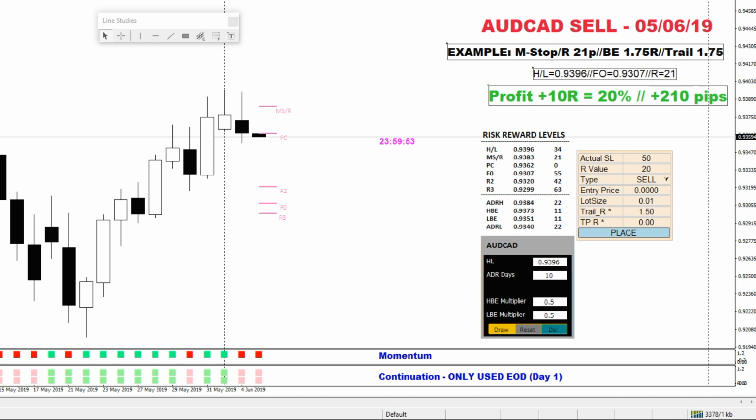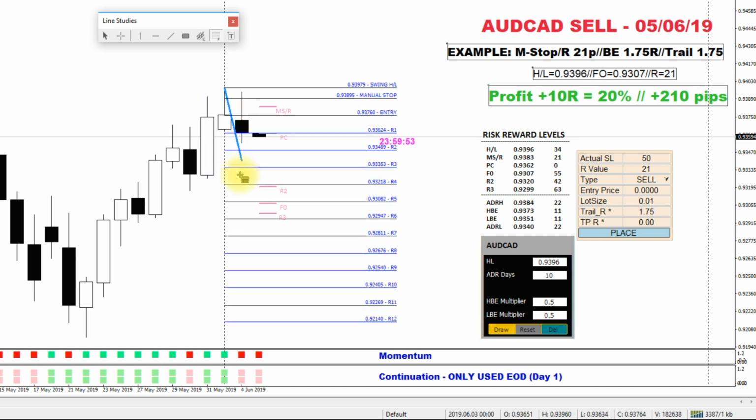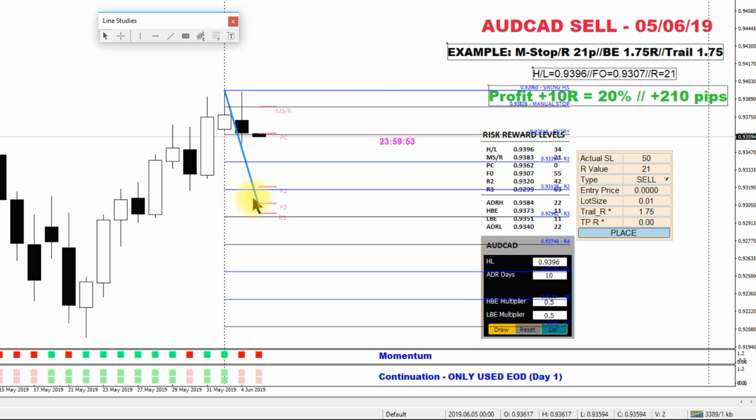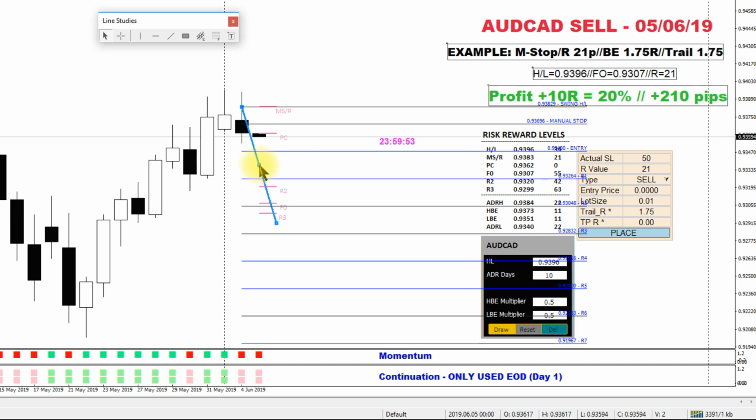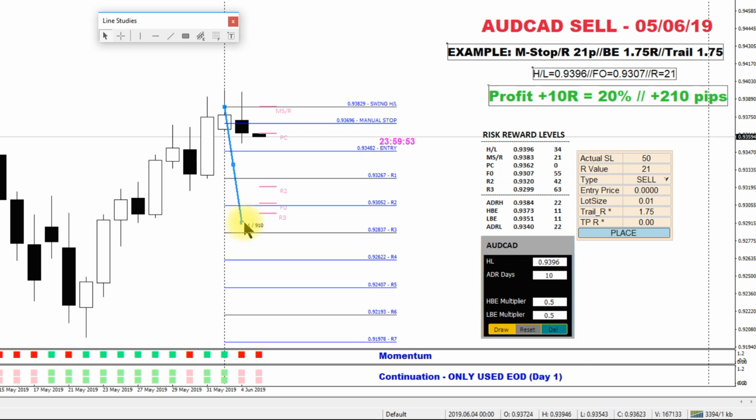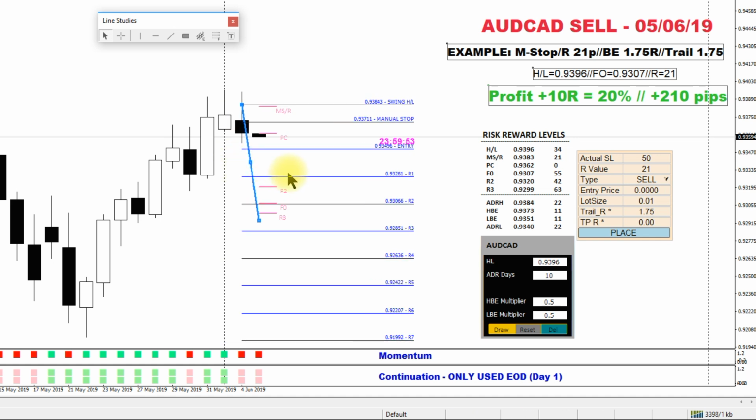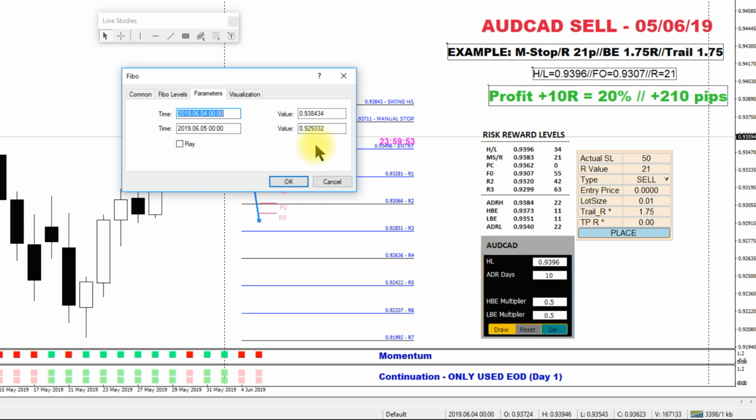So let's put it over here for a moment. So let's set this up. So our R is 21. We're going to go 1.75, which is about a 35, 36 pip stop or trail. So let's put this on there. In fact, I'm just going to put it across there a little bit like so. Something like that. Properties.